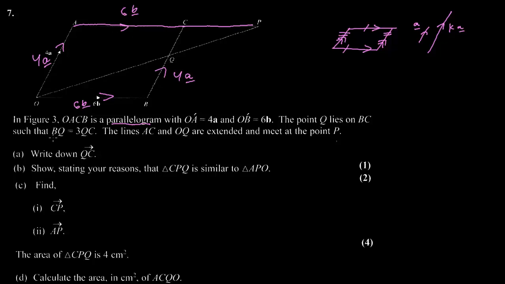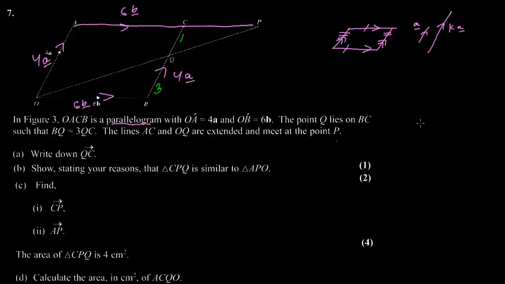Next, they have given a ratio. BQ is to 3QC. That means if this is BQ, this is 3, and this is 1. So BQ divided by QC is 3 divided by 1, or 3 is to 1. So the ratio is this. They have also given us the ratio. So let's start the question.